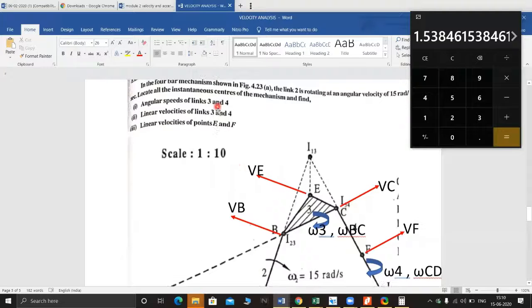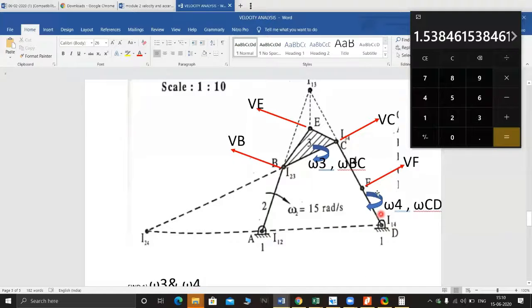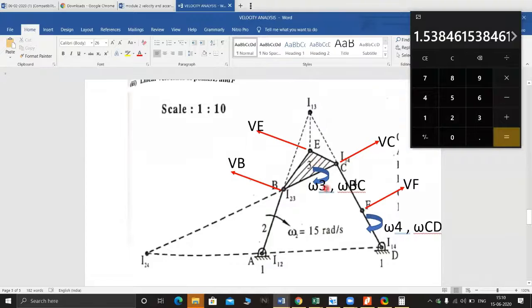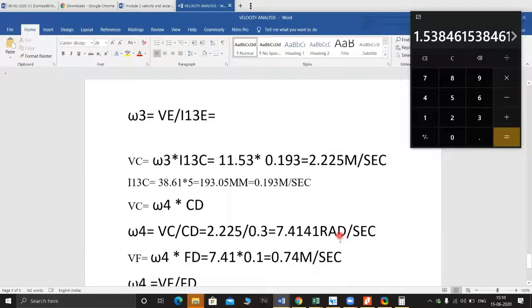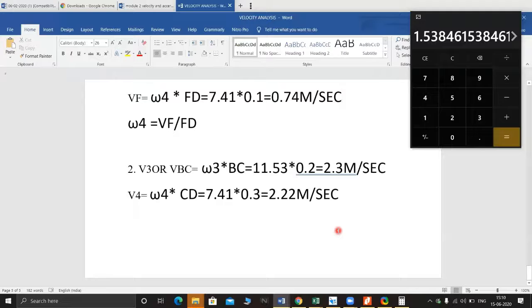We got omega 3, omega 4, V3, V4, VE and VF. VE is nothing but I13 into omega 3. VF is nothing but omega 4 into FD. V3 is nothing but BC into omega 3. V4 is nothing but omega 4 into CD. That's all. So this completes the problem of this class.